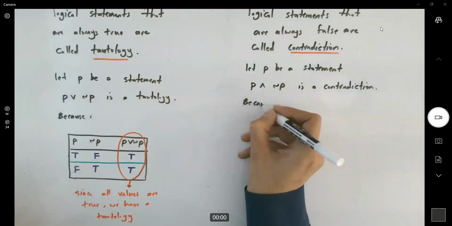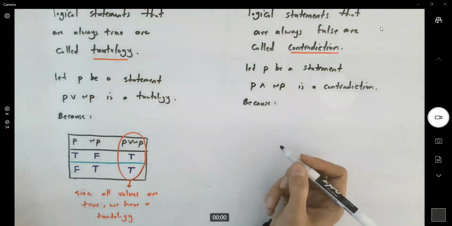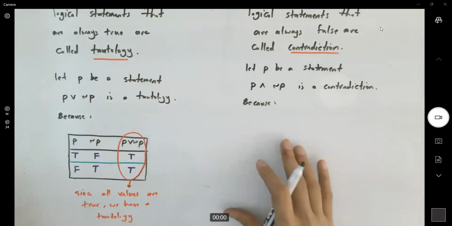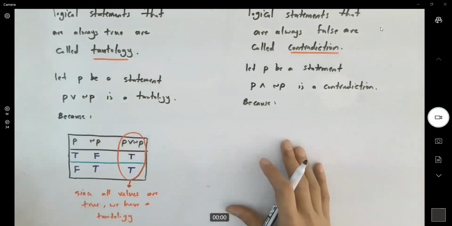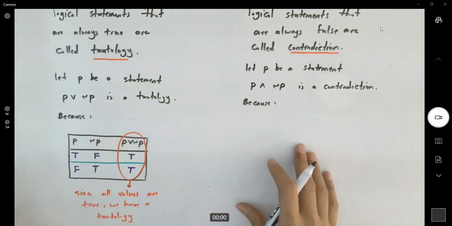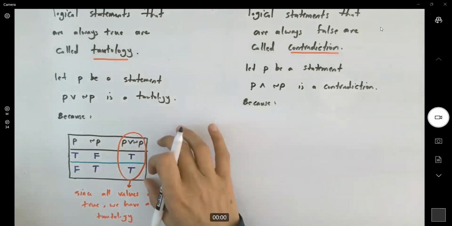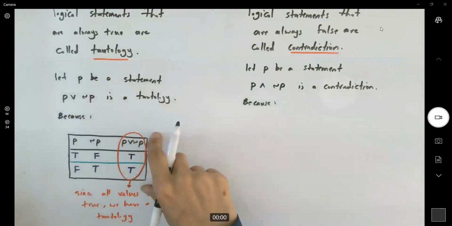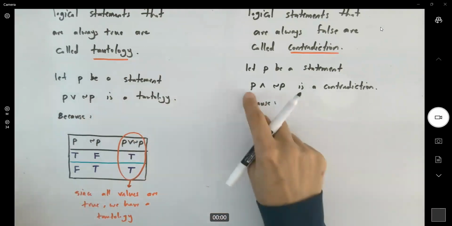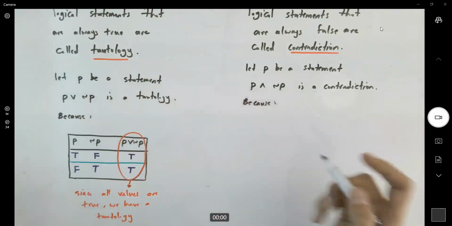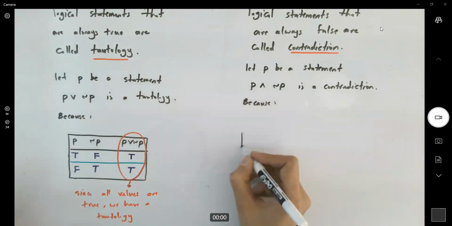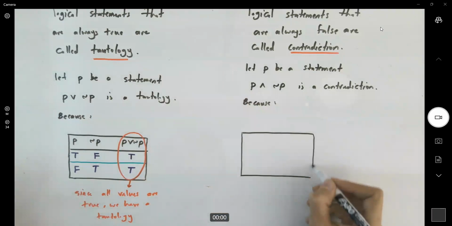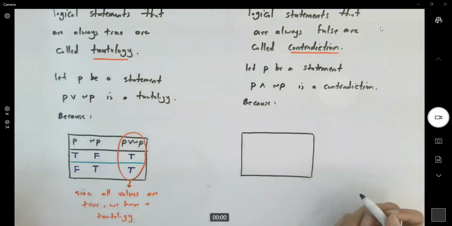Because, guys, when you're claiming something in math, you have to have the backup behind it. What's the proof? How do I prove my claim? How do I prove that P or not P is a tautology? How do I prove that P and not P is a contradiction? Truth table in this case is the easiest method, the easiest way to prove.